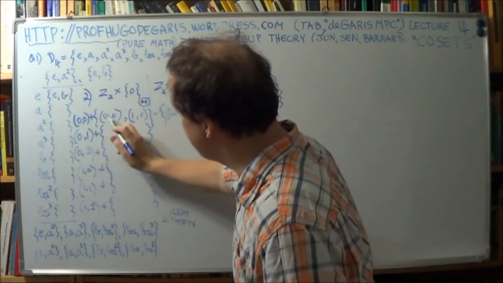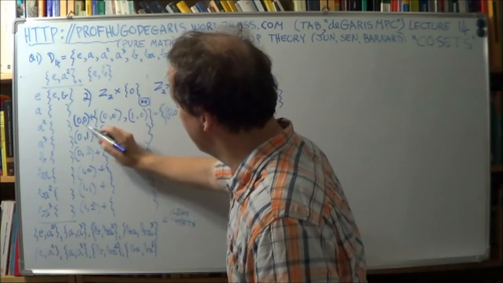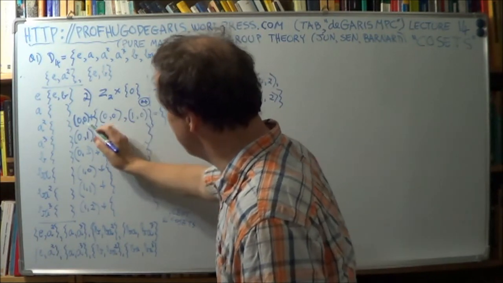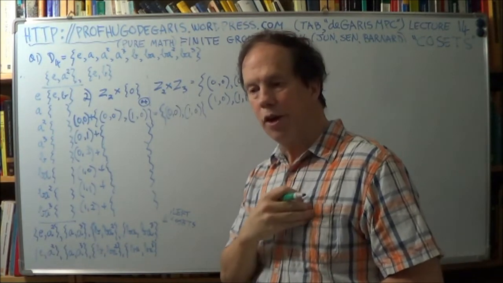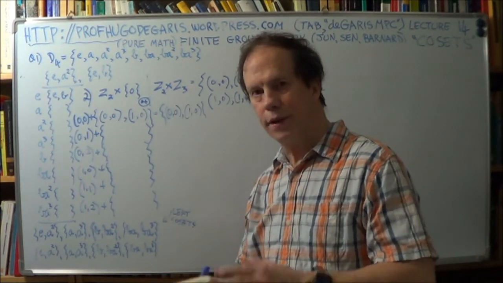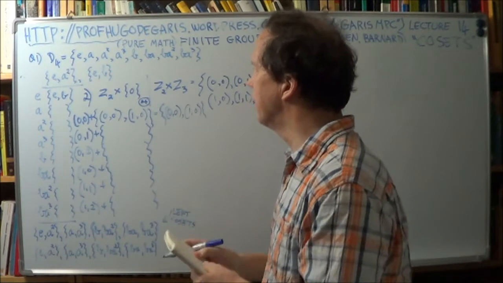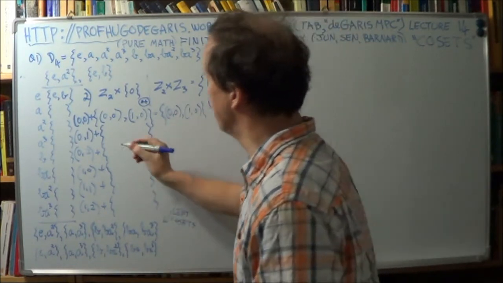Because you're adding that to that, and you're adding that to that. And similarly this to this, and this to this. That's the definition of a binary operation on ordered pairs when you have a tensor product. Okay? If you're rusty, go back and have a look.